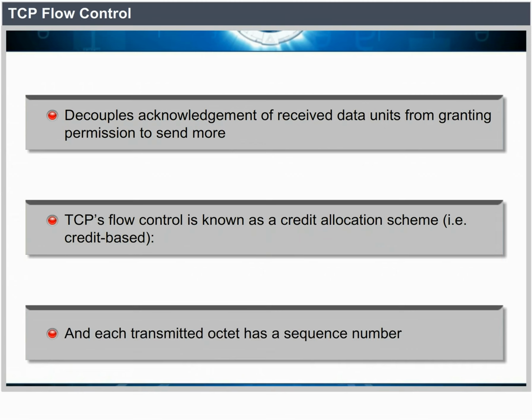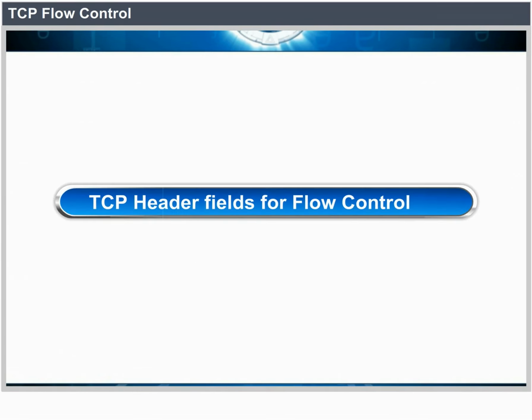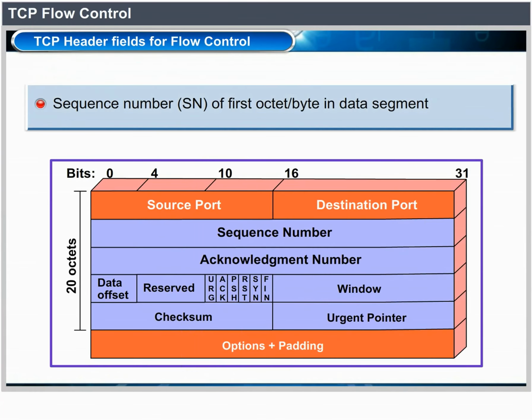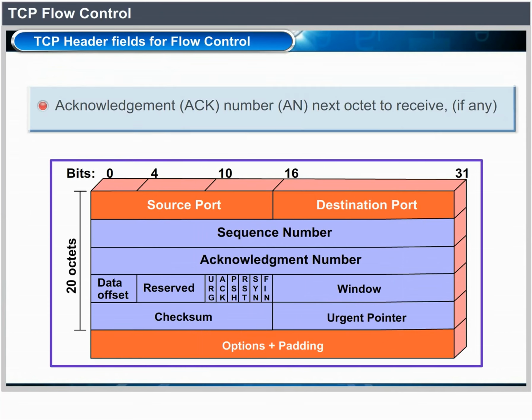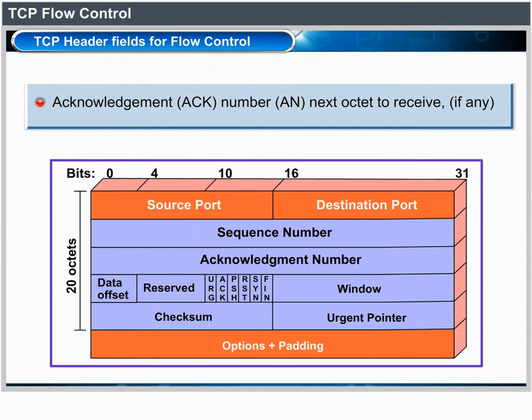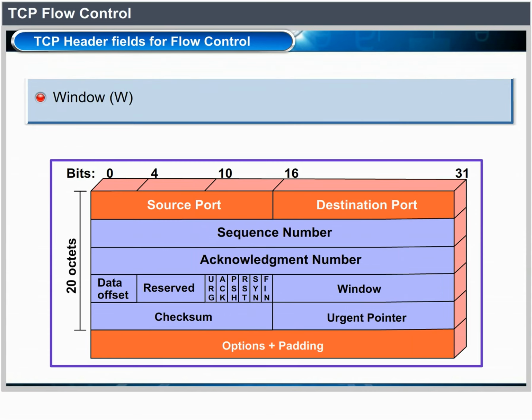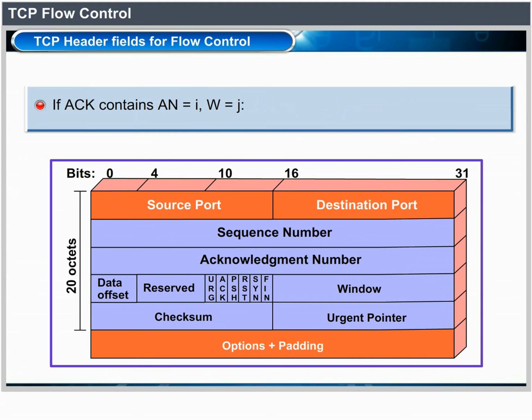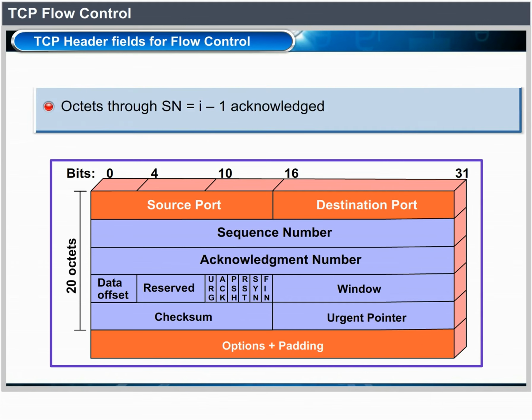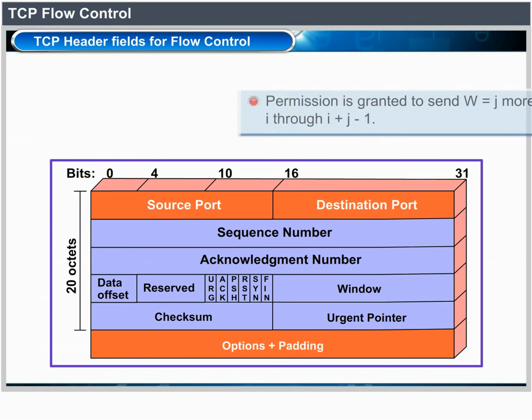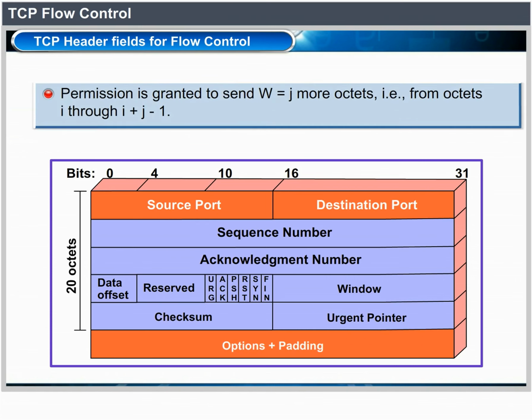TCP header fields for flow control. Sequence number SN: the first octet (byte) in a data segment. Acknowledgement number AN: the next octet to receive, if any. Window W: if the ACK contains AN = I, W = J, then octets through SN = I minus 1 are acknowledged, and permission is granted to send W = J more octets, that is, octets I through I plus J minus 1.